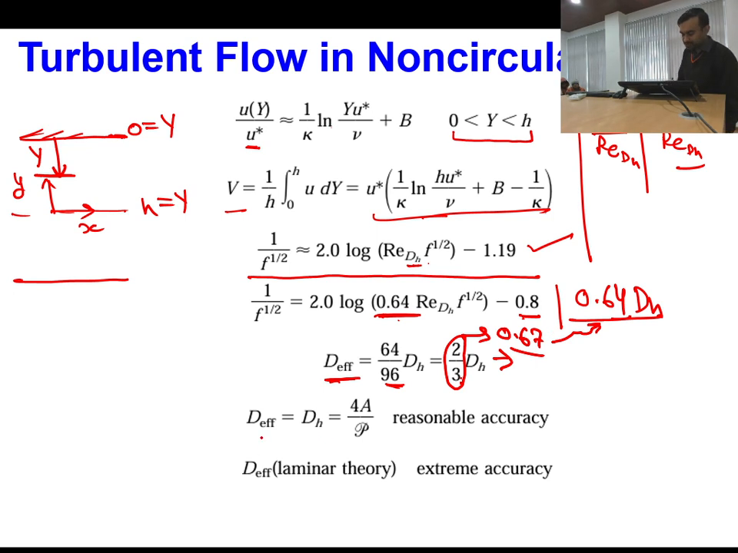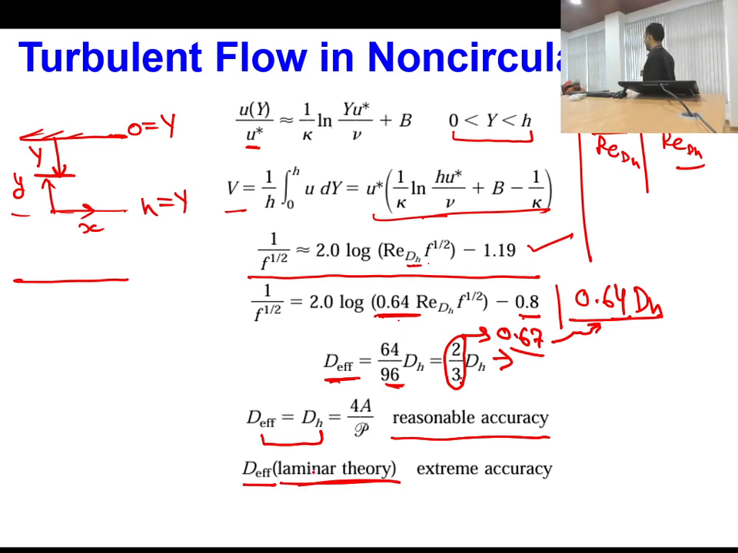So if we take D effective to be equal to the hydraulic diameter, then we will get some reasonable accuracy. But if we want extreme accuracy, particularly from the research point of view, then we can use the effective diameter, and this effective diameter we can simply obtain from the laminar analysis. Is this point clear? Are all clear with this generalization? Now this generalization we can use for all other non-circular geometries.